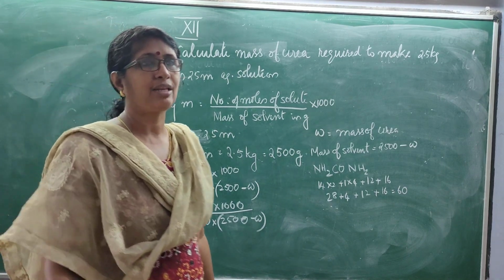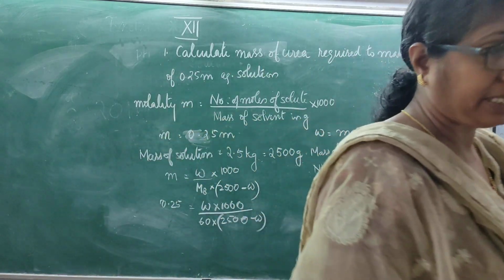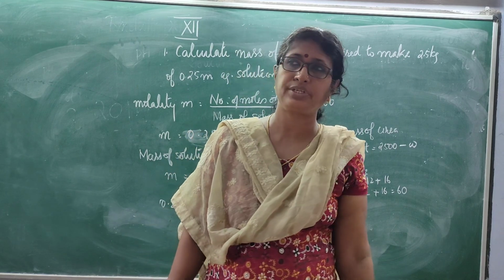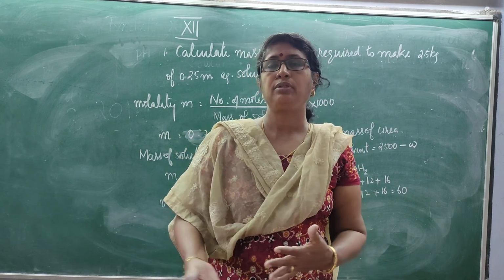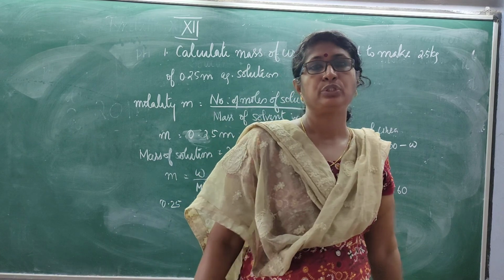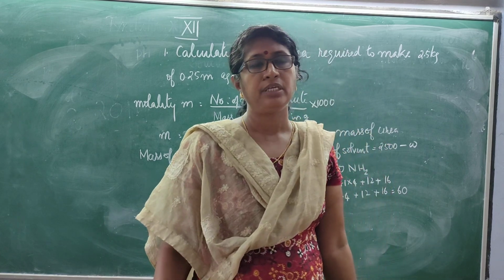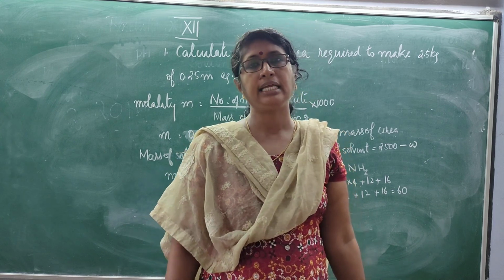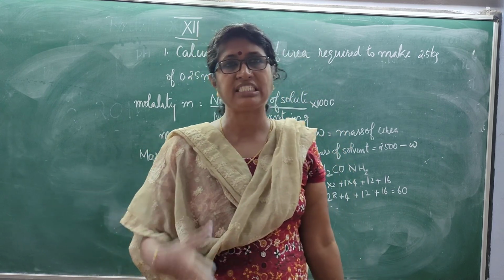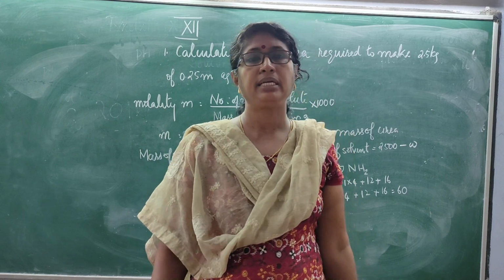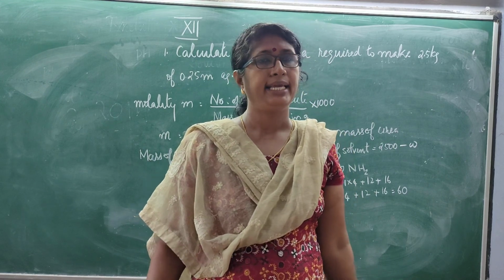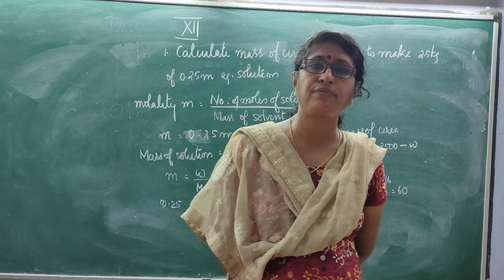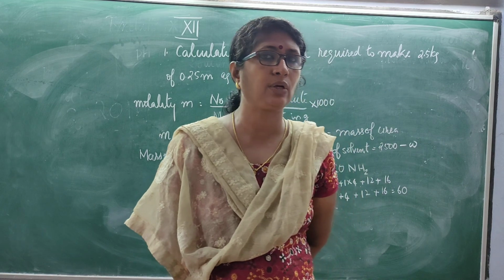So this is how we do different calculations based on these different methods of expressing concentration. Now what is next? Solubility. What is solubility? Solubility is the maximum amount of solute that can be dissolved in a fixed mass of the solvent to make it a saturated solution, or it is the amount of solute that is present in a fixed amount of saturated solution at a particular temperature.